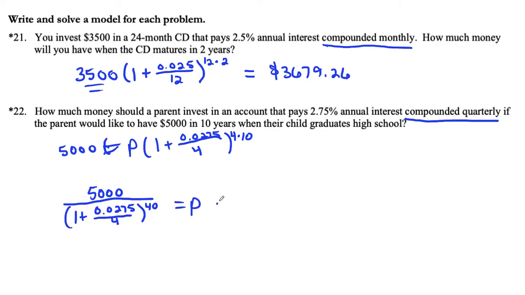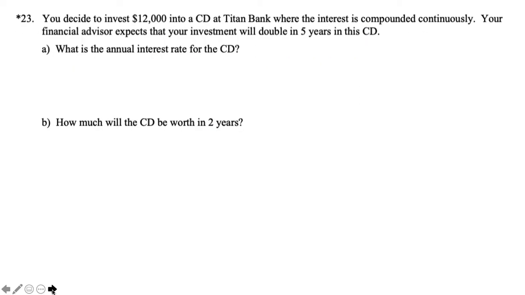And that's going to tell us what our principal value is, which is going to be approximately, when we type that all out, $3,801.44. All right. So that is problem number 22. Again, know those interest rate formulas and how to utilize those. All right. So let's move on to 23.